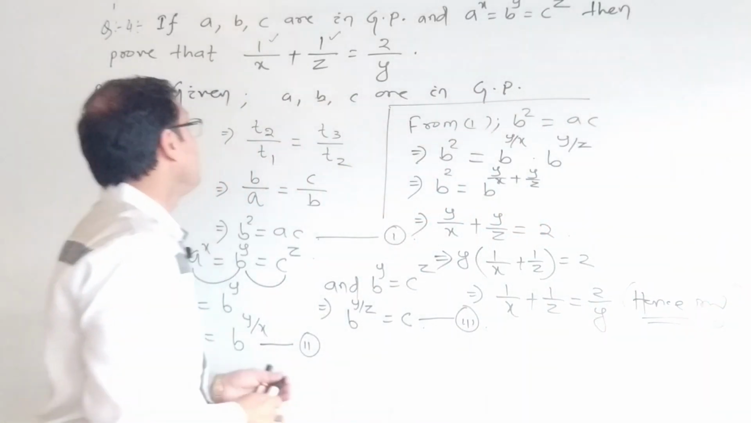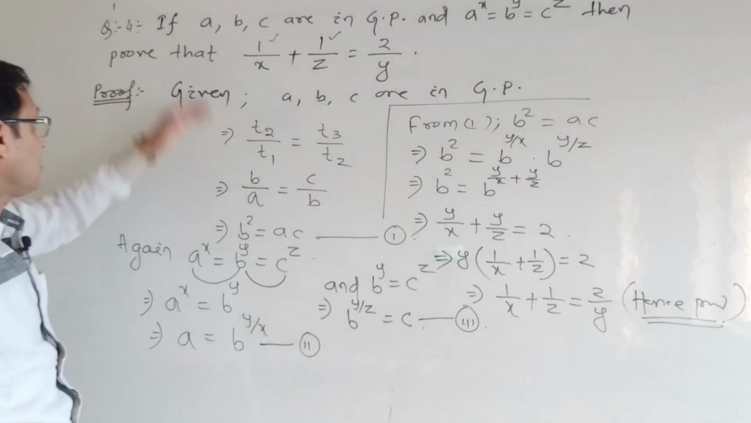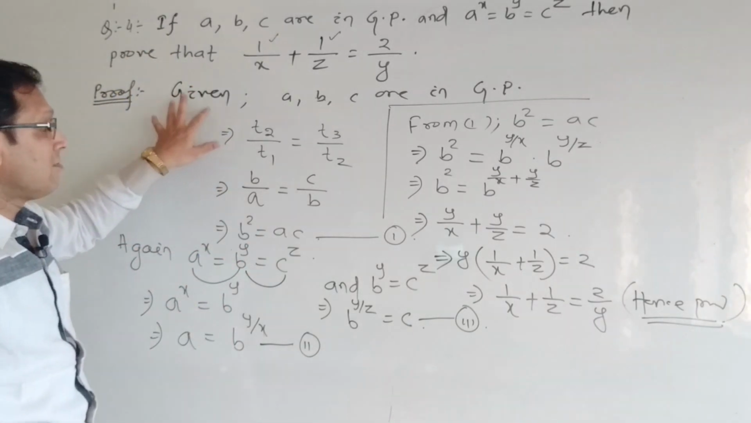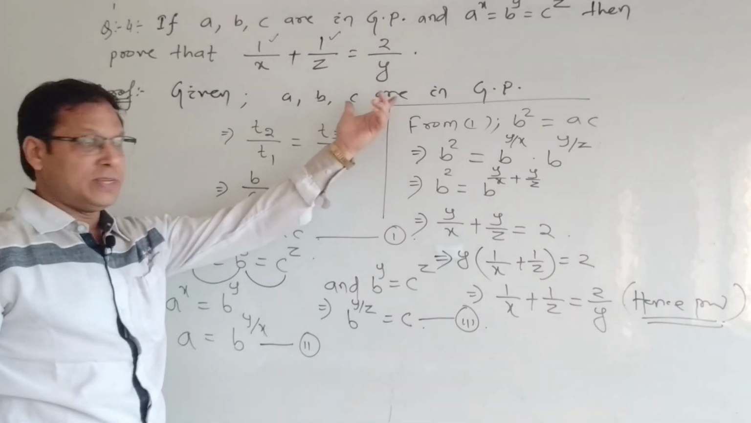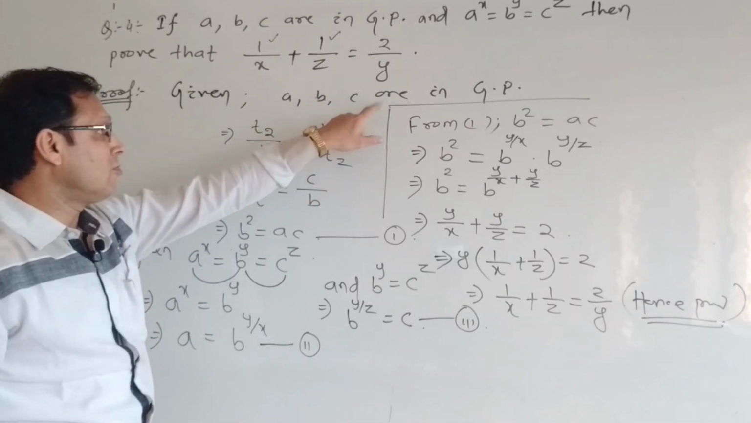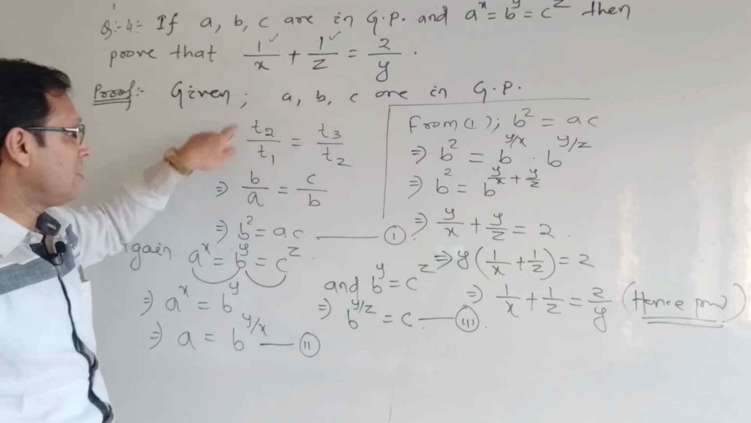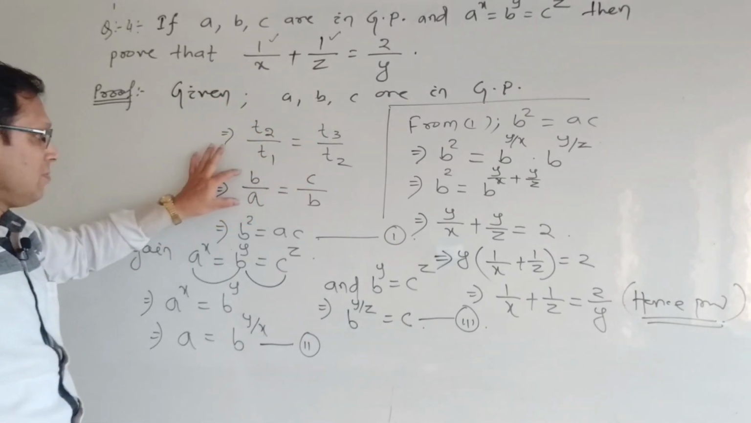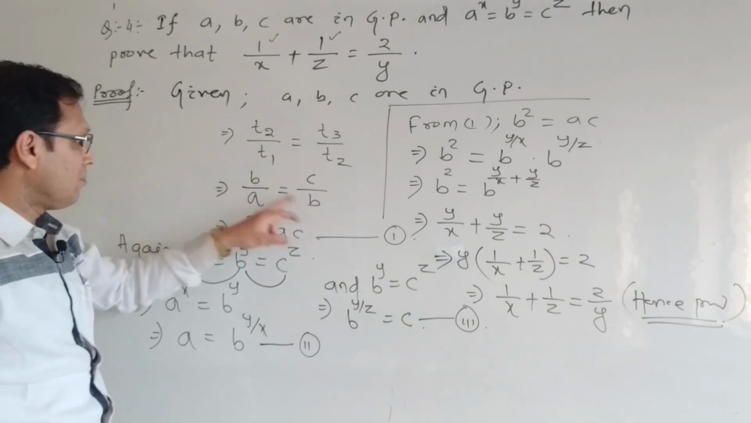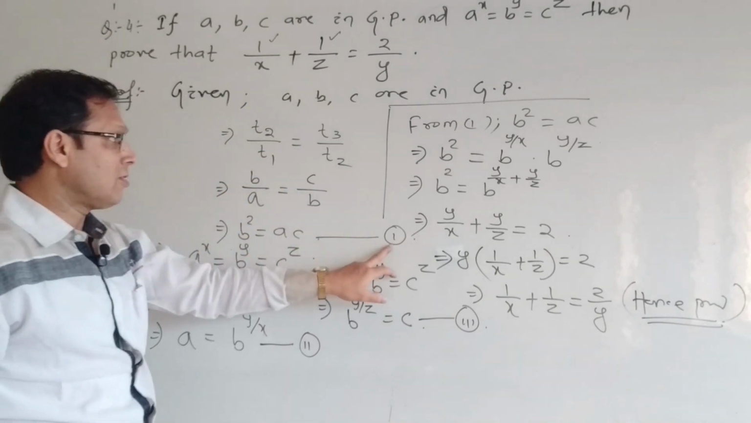So if you summarize this question or this answer, that is, given condition, first you write a, b, c are in GP, then according to the rule of GP the common ratio, that is constant ratio, T2 by T1 is equal to T3 by T2, that is b by a is equal to c by b, or b square is equal to ac. That is equation number 1.